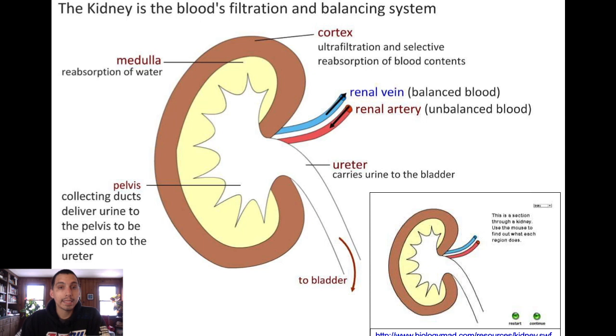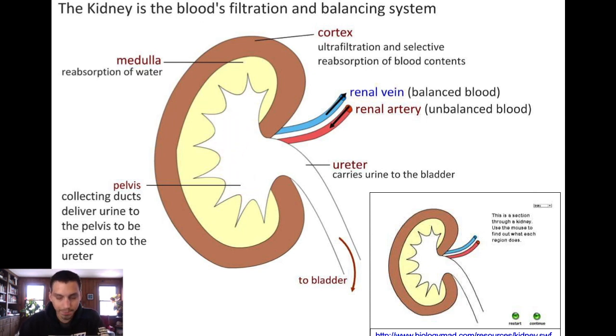So the kidney is the way that the body is able to filter blood and balance osmolarity. The kidney is an extremely important organ in humans. Again, we have these three areas. We have the cortex, which is the outer area. We have the medulla, which is the middle area. And then we have the pelvis, which is the most central area. So they all have different roles.